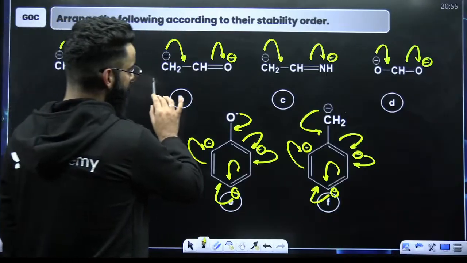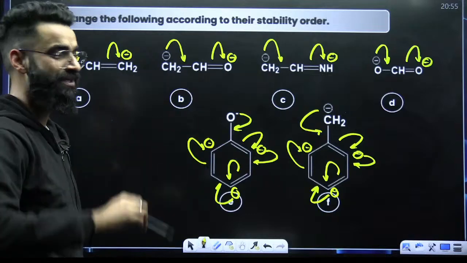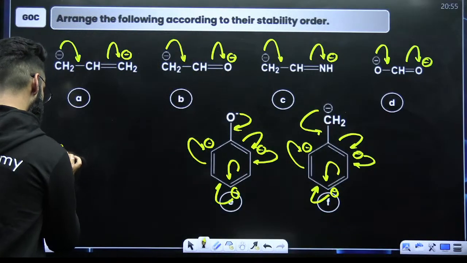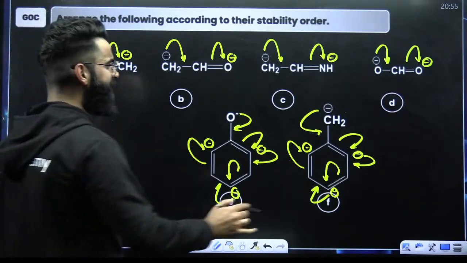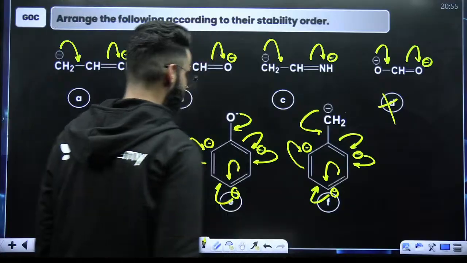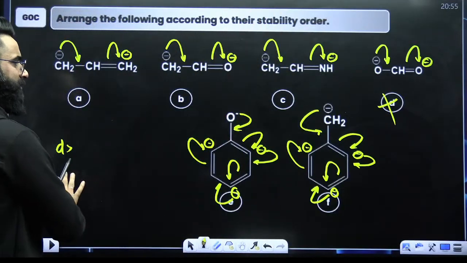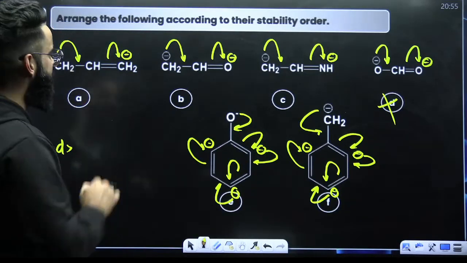See, do you see any of the molecules where negative charge is coming on 2 oxygen atoms? Yes. In D, negative charge is coming on 2 oxygen atoms. Right? So D is going to be maximum stable. So leave D aside. 2 oxygen atoms carrying negative, that's maximum stable.